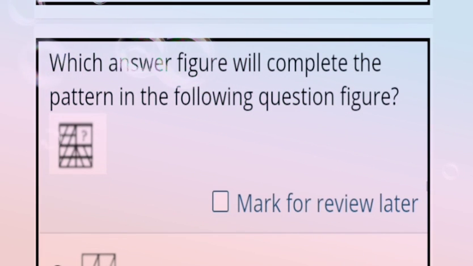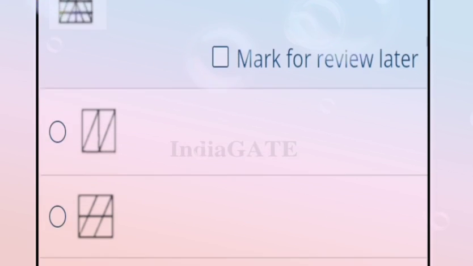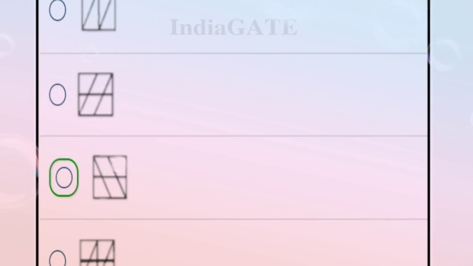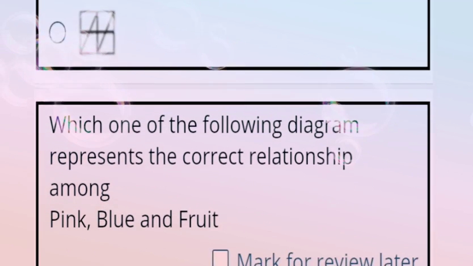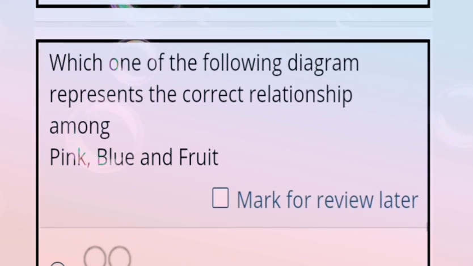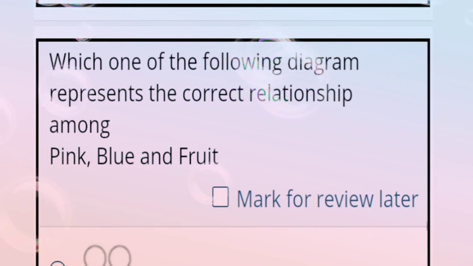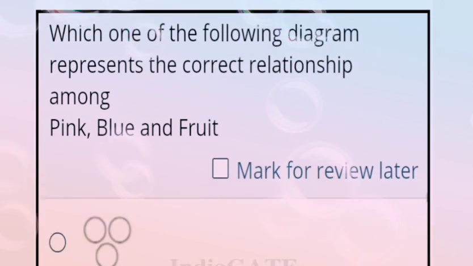Which answer figure will complete the pattern in the following question? So this question is also given, and the pattern is here. So the correct pattern is option C. Okay, now come to the next question. Which one of the following diagrams represents the correct relationship among pink, blue and fruit? So the correct answer for this question is option D. Okay, so this diagram represents the relation between the red, blue and fruit.